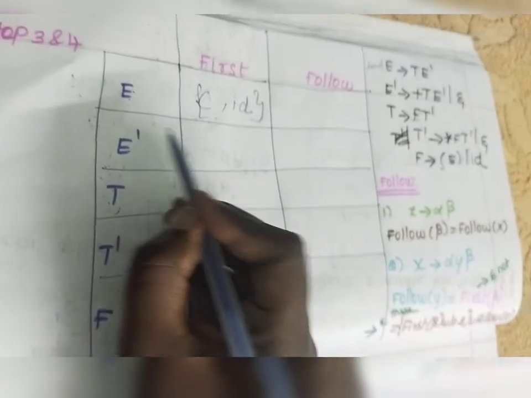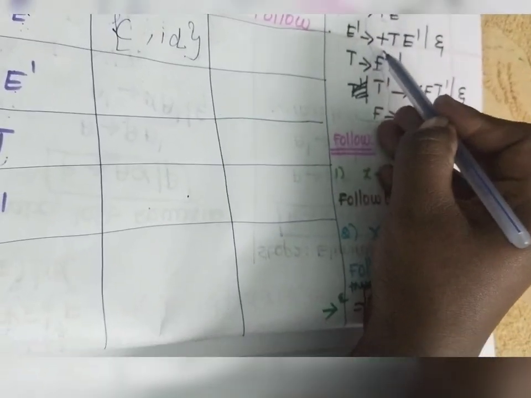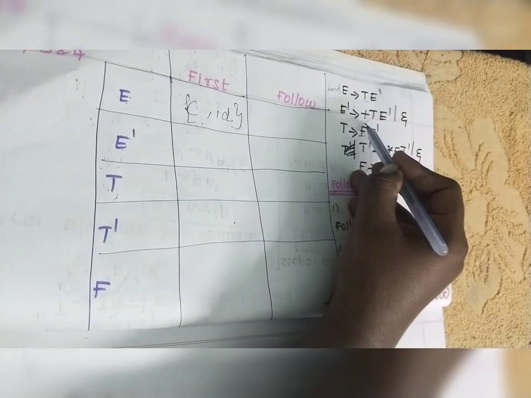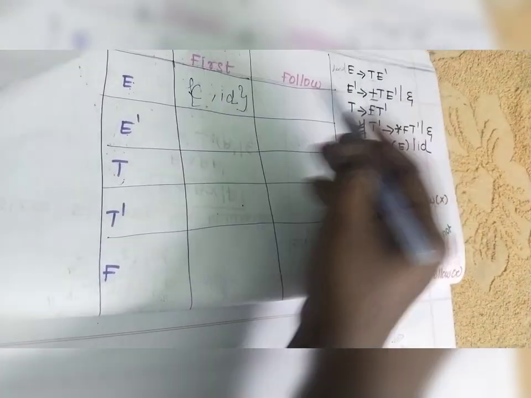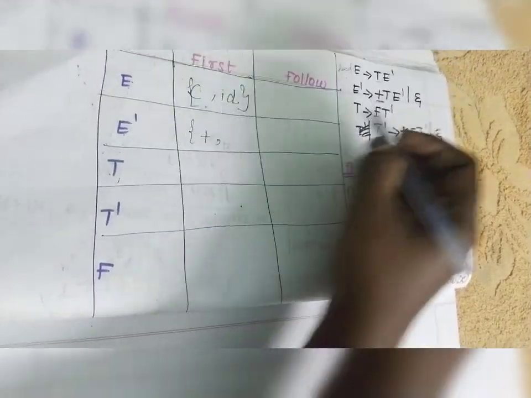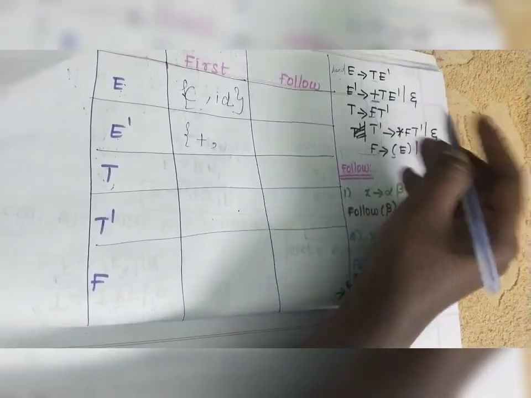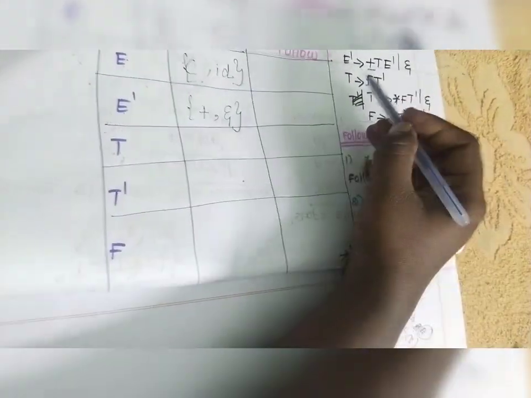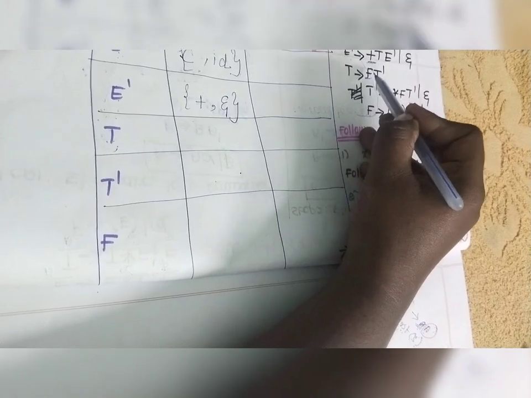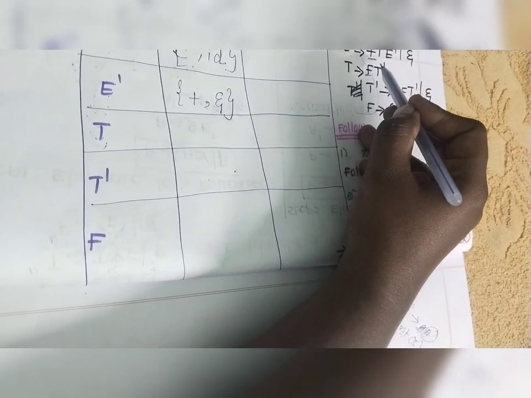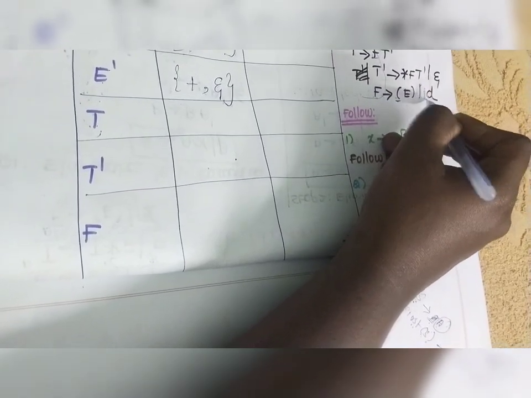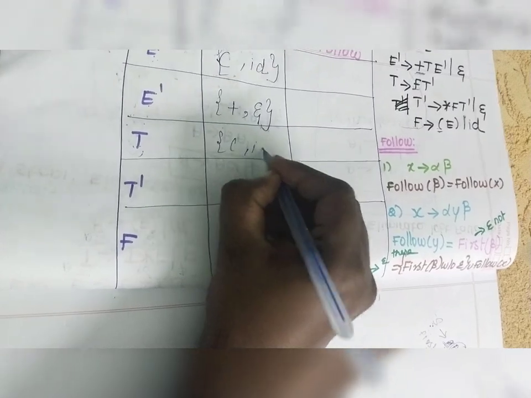Then we have to calculate the first position of E dash. E dash meets a terminal first. Terminals include symbols also. So E dash meets plus as the terminal first. So the first position of E dash is plus, and E dash also meets epsilon, so epsilon also comes in the first position of E dash. Then the first position of T. T meets F first. F is a non-terminal, so you have to check the first position of F. The first position of F is open bracket and ID, so only open bracket and ID will come.